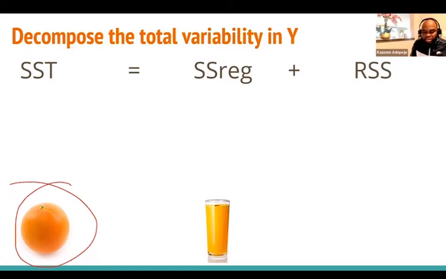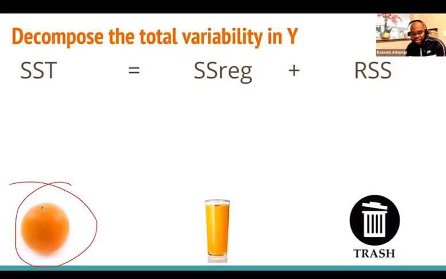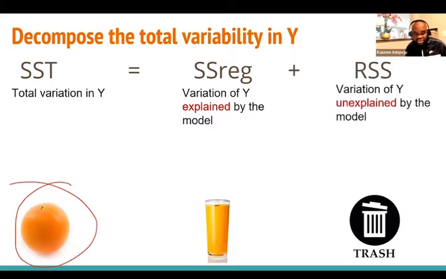And the remaining part of that basically goes into the trash. So what I'm trying to tell you is this: the total variation in the response is the entire orange, while what we extract from the entire orange is the liquid content that we actually want to drink. And of course, the remaining part is basically going into the trash.